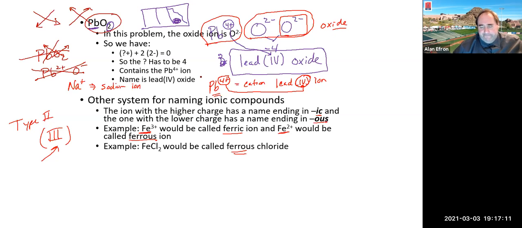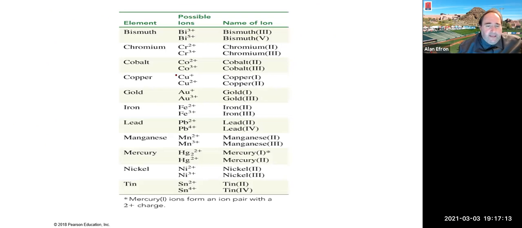Okay. So here's a table from your book again of some of our Roman numerals. You can see this is a +3, so we've got a Roman numeral 3, Roman numeral 5 for 5, and so forth. So all these guys have the ability to make multiple types of charges depending on who they bond with and how many. So we do need to include the Roman numeral. One really odd one is Mercury.